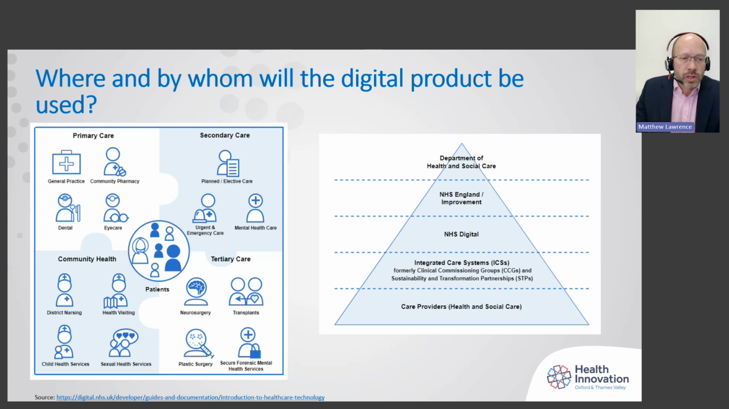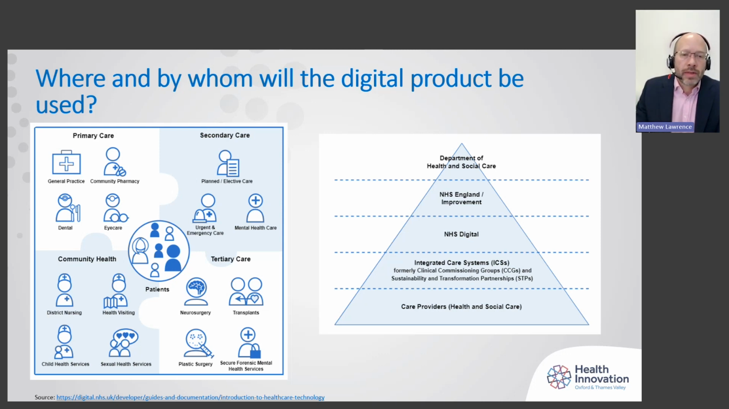Then community health, district nursing, health visiting, child health services, sexual health services, all things that are managed in the community. Again, they might come to the patient or they might be accessible to the patient outside of a big hospital setting. Sometimes it can be in a hospital as well. And the last one, tertiary care. So higher level specialized services like neurosurgery, transplants, plastic surgery, secure forensic mental health services, really high end stuff. That's the way healthcare is delivered in different parts.